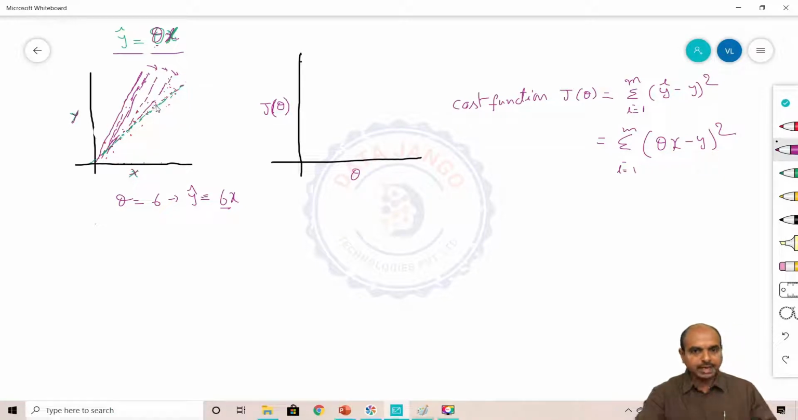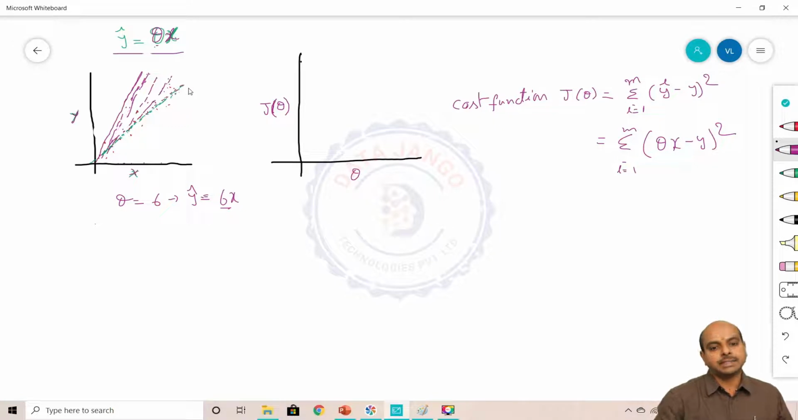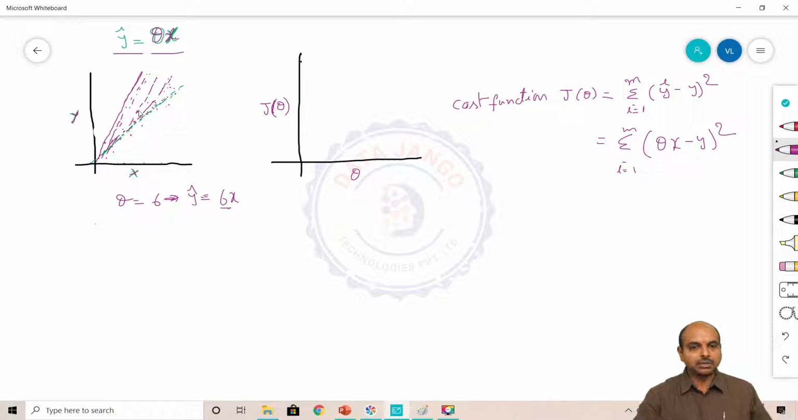To move like that, we need some basis. When I drew this line, y cap is equal to the 6x line.